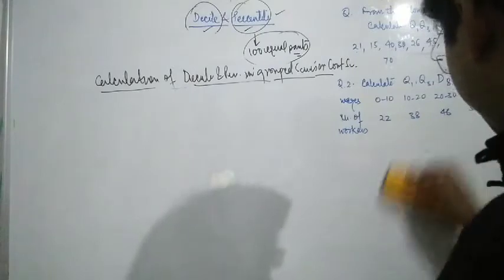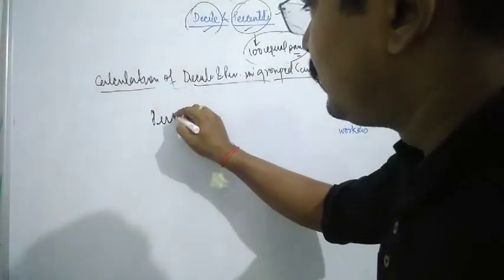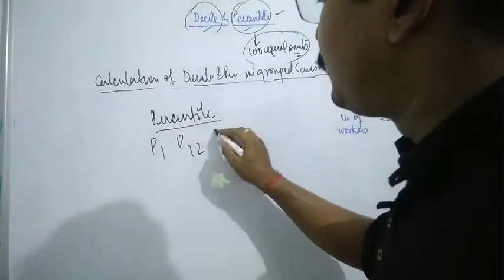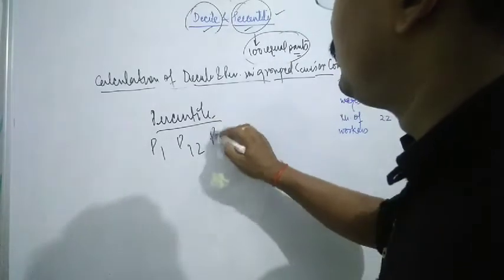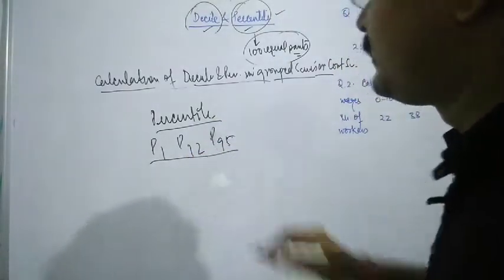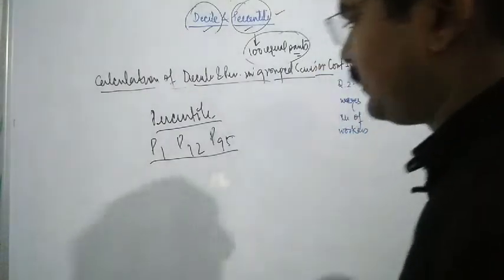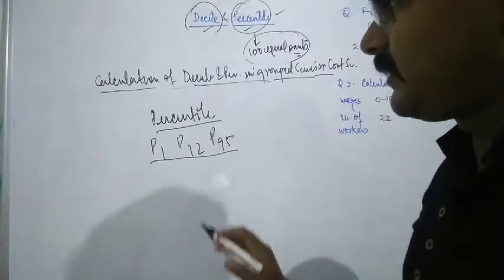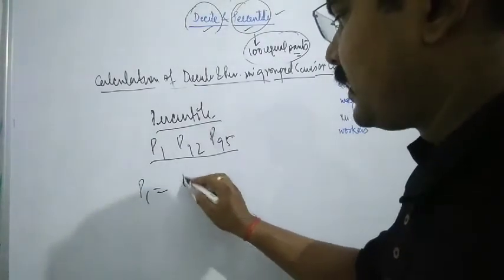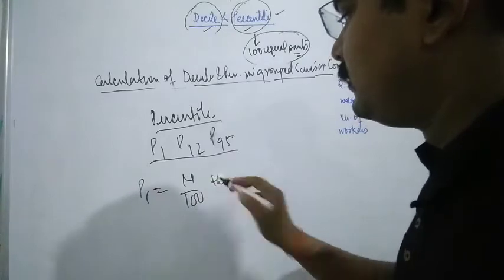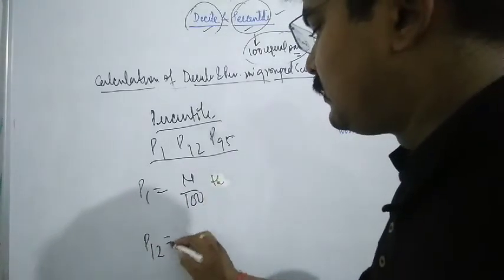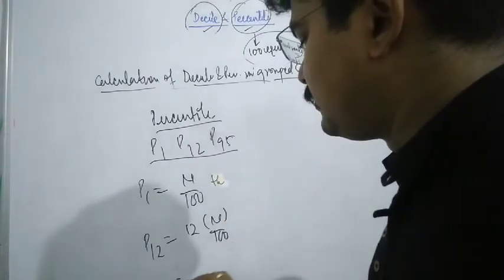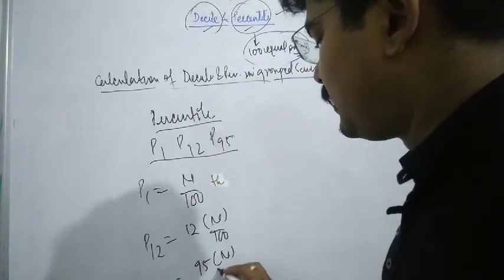We will calculate like this for percentile. Let us suppose there are three percentile values, P1, P12 and P95. What would be the formula? First we have to calculate the class interval value. For P1 it is n upon 100th value. Then P12 is equal to 12 into n upon 100, and P95 is equal to 95n upon 100.